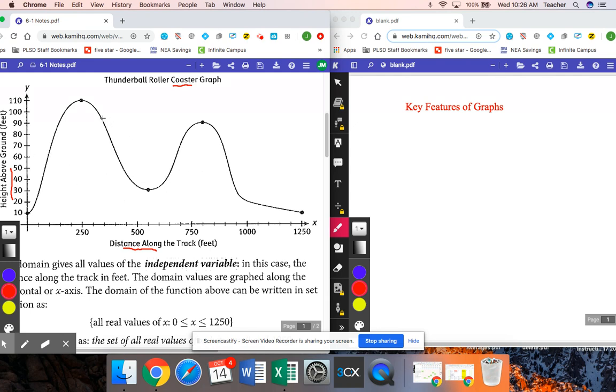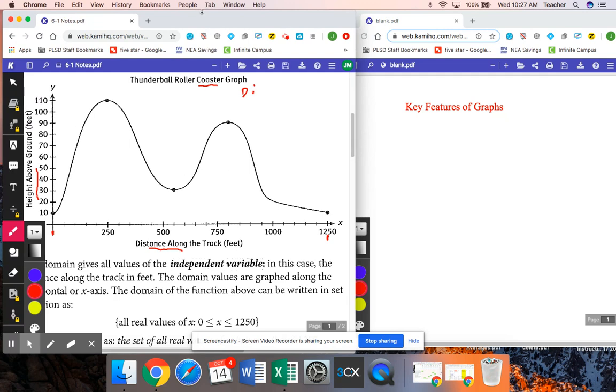A couple of things. Notice that first off, it starts off at a distance of 0 and goes to a distance of 1250. So we could talk about the domain, since it's continuous. We can talk about the domain and the range. We've had some practice with the domain and the range so far. But because of my space here, let me hold off on that for a second.